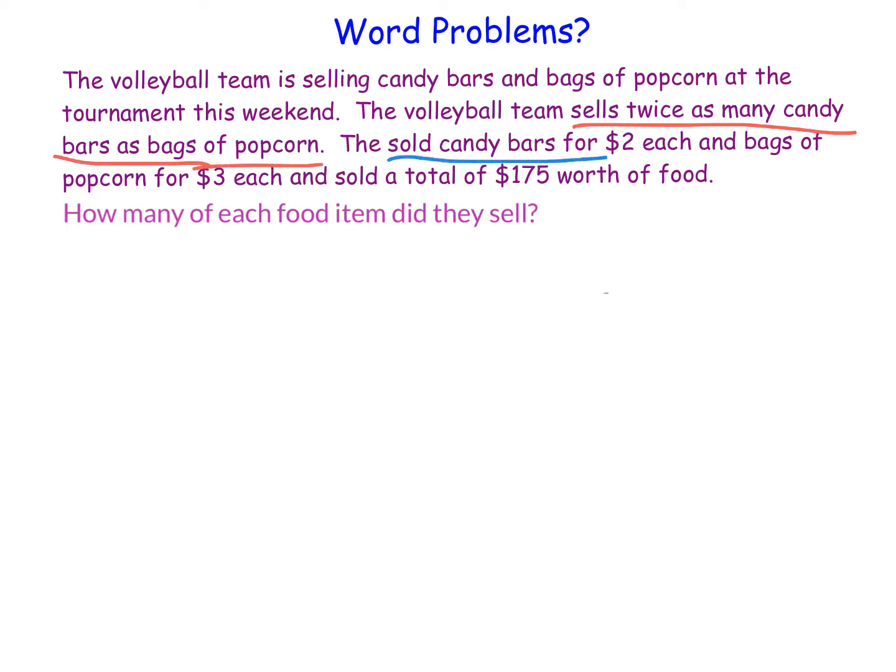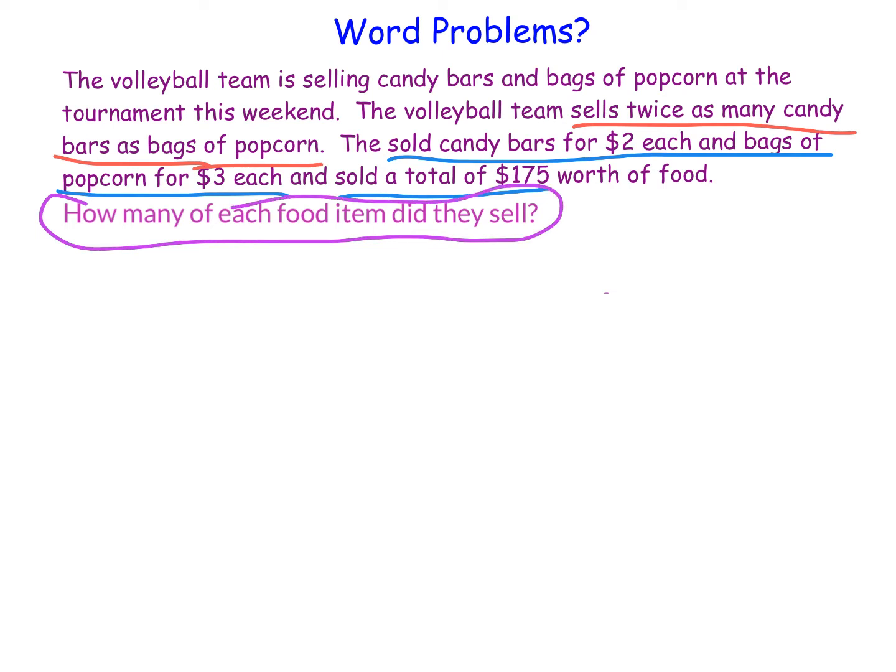They sold candy bars for $2 each and bags of popcorn for $3 each, and sold a total of $175 worth of food. Then the final question is, how many of each food item did they sell? So I know that I need to first find my variables for the items that I need to find by the end of this problem.